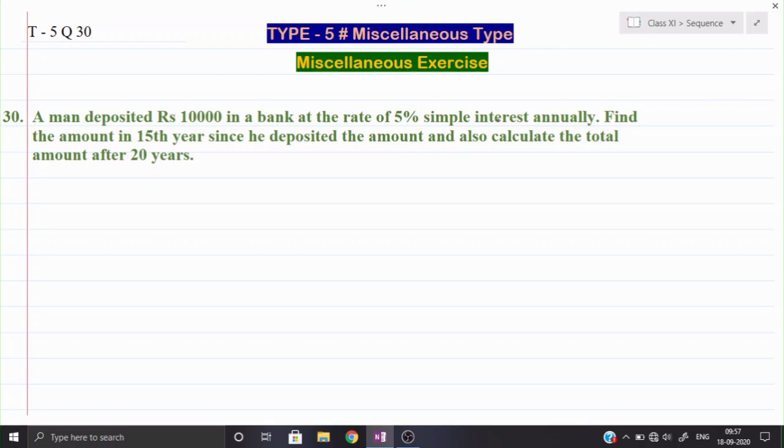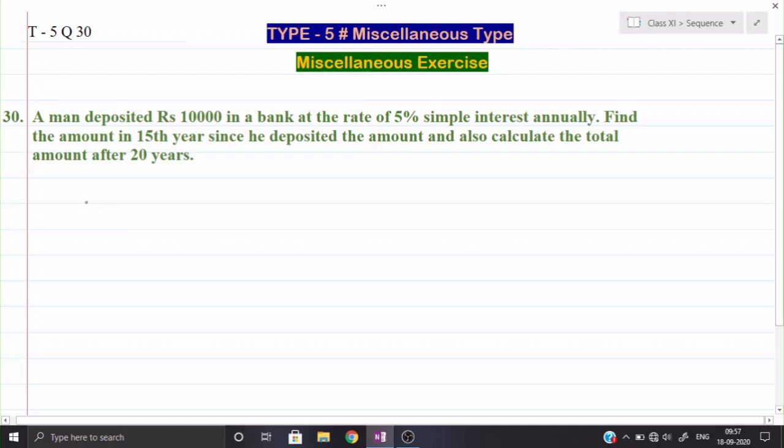First of all, we shall generate the AP or GP, whichever is applicable, and then we shall find out the value in the 15th year and after 20 years. So see, first we shall find out the interest of each and every year. As I told you in the beginning, the interest will not change. So for each and every year, first we shall find out the interest, and that we shall merge with the principal amount. So we can get the amount in first year, second year, third year, and so on.